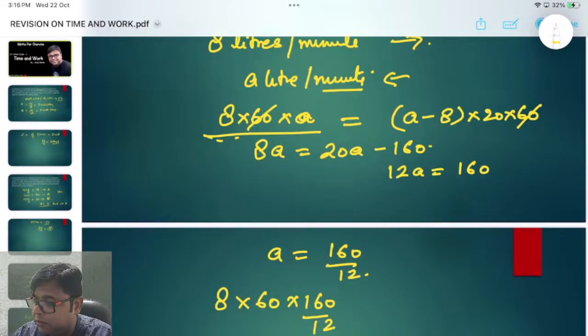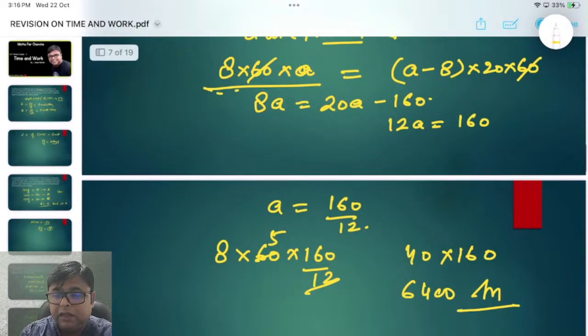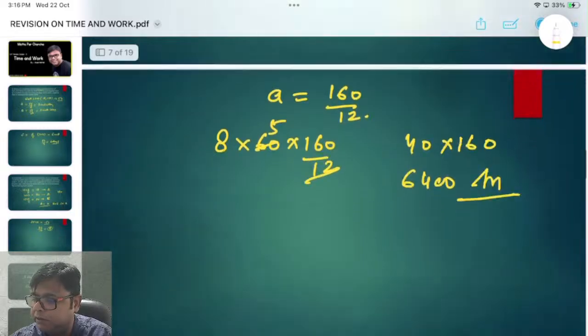Here is the capacity. Here I can put it. 12 fives are 60, so 40 into 160. 16 fours are 64. 6400 is the answer. Right? I hope this is clear. So just keep the capacity constant, very easily. Just assume that what is filling is A liters per minute, and accordingly we can do it very easily. Right? Let's do another one. Similar one.